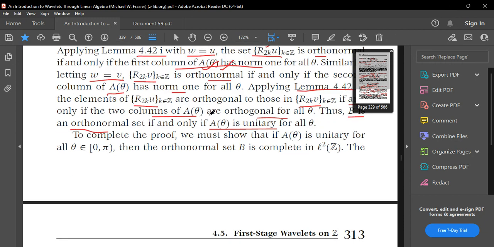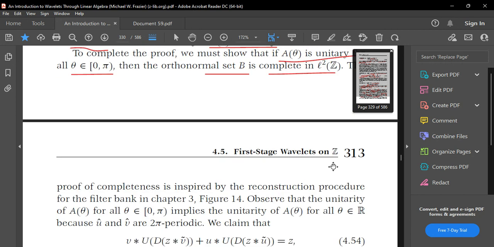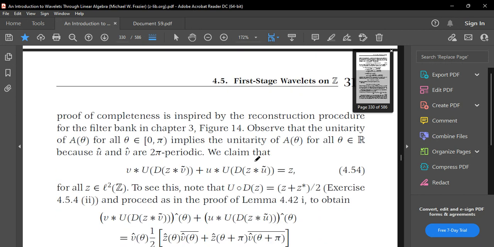So to complete the proof, we must show that if A of theta is unitary for all theta belongs to 0 to pi, then the orthonormal set beta will be complete in L2 of Z. To prove this implication, we have that unitary A of theta for all theta belongs to 0 to pi implies unitary A of theta for theta belongs to R, because U cap and V cap are 2 pi periodic. If we prove the result for this small interval, that will be true for all R and conversely.